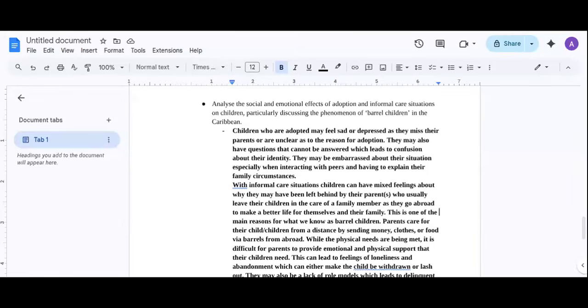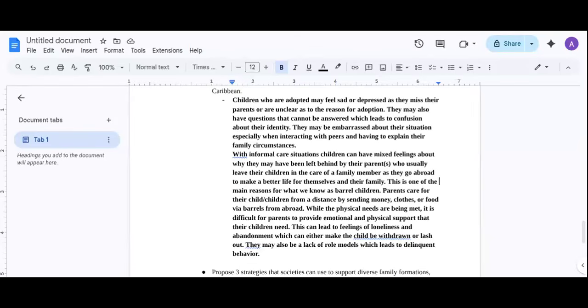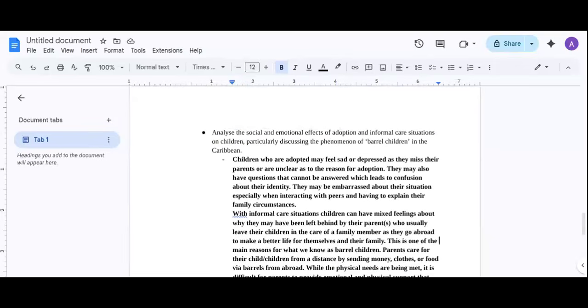While the physical needs are being met, it is difficult for parents to provide the emotional and physical support that their child needs. This can lead to feelings of loneliness and abandonment, which can either make the child withdrawn or lash out. There may also be a lack of role models, which leads to delinquent behavior.